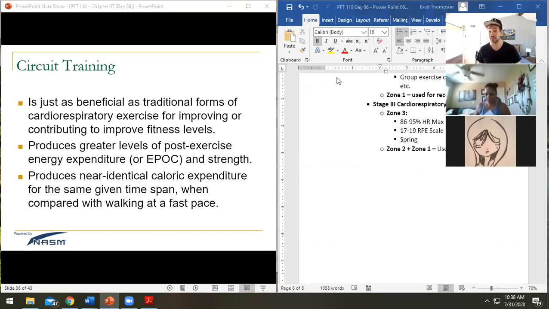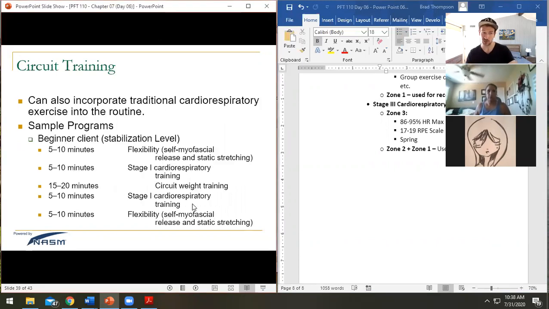And it's a near identical caloric expenditure. So do you have to get on a treadmill? You never heard me say that.